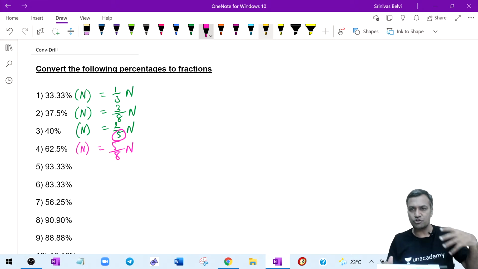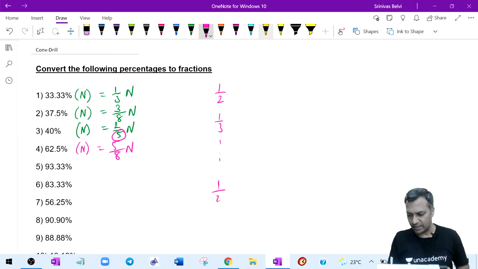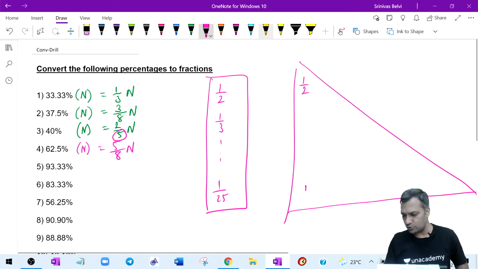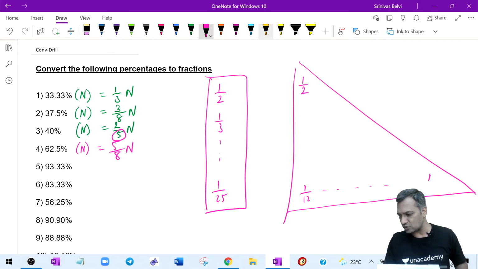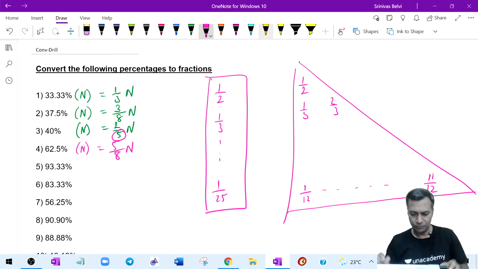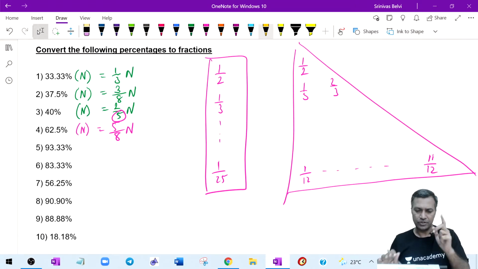This entire chart should be known. For that, only two things. You have to do this list, 1 by 2, 1 by 3, up to 1 by 25. It is good to know till 1 by 25. This is the vertical chart, the percentage-fraction equivalent chart. Then you do another one, which is a triangular chart. You go up to 1 by 12, and at the base you will also have 11 by 12. That's 1 by 3, 2 by 3, like this. If you do this chart, definitely the speed and momentum would be on your side. Just keep that in mind.